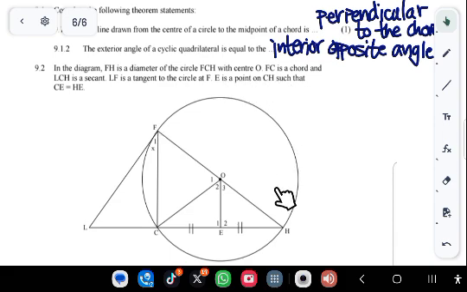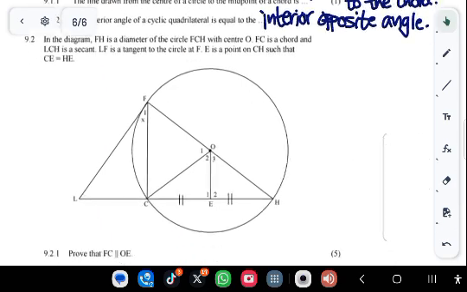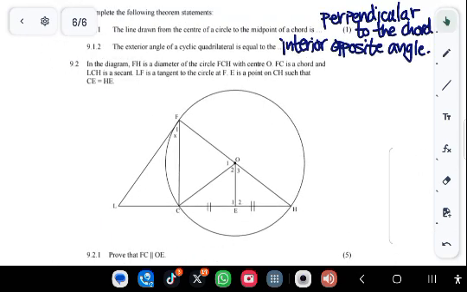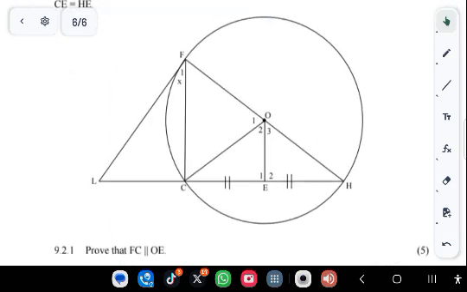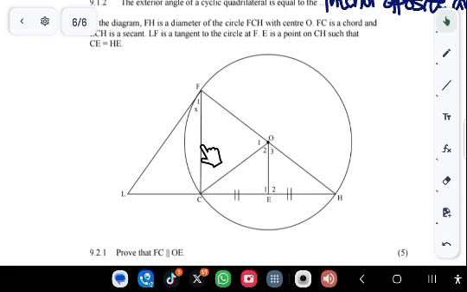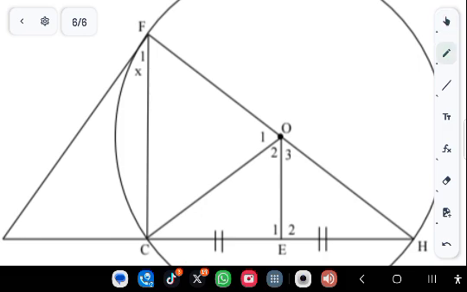E is a point on CH such that CE is equal to HE. That is the line drawn from the center of the circle to the midpoint of the chord. We're going to use all that information that we know. Now here is the question. Prove that FC is parallel to OE. We need to prove that this line is parallel to this line.